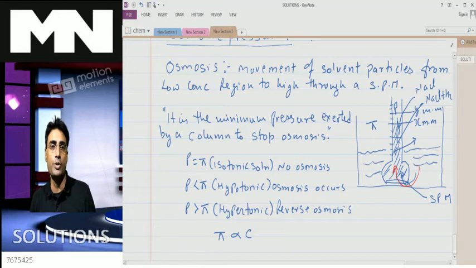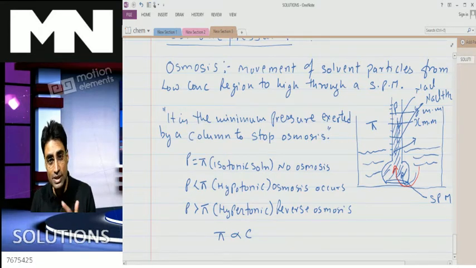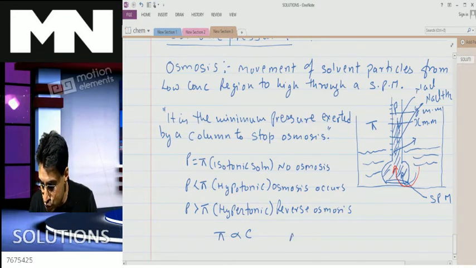Again, the osmotic pressure was occurring due to the difference in the concentration between the solution and the solvent. Now, if there is a large difference in the concentration, the osmotic pressure will be higher. So it is directly proportional to the concentration. The second thing is, osmotic pressure is also directly proportional to temperature.